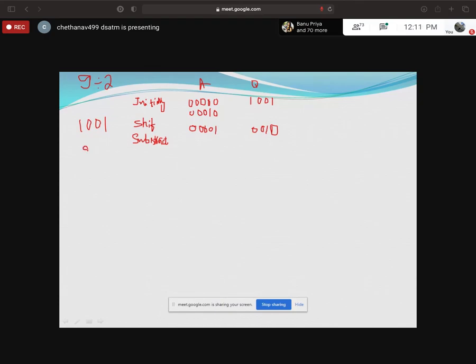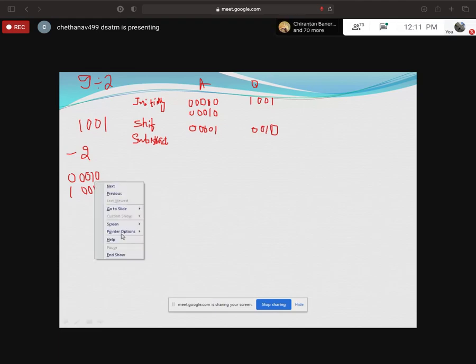So the divisor will be 2. So this is minus 2. Subtract means minus 2, isn't it? So I've given you to subtract 2. Subtract 2 means take it minus 2. So minus 2 means the 2's complement of your 2 value. What's your 2? 0, 0, 0, 1, 0. So the 2's complement of it means the 1's complement of it plus 1.